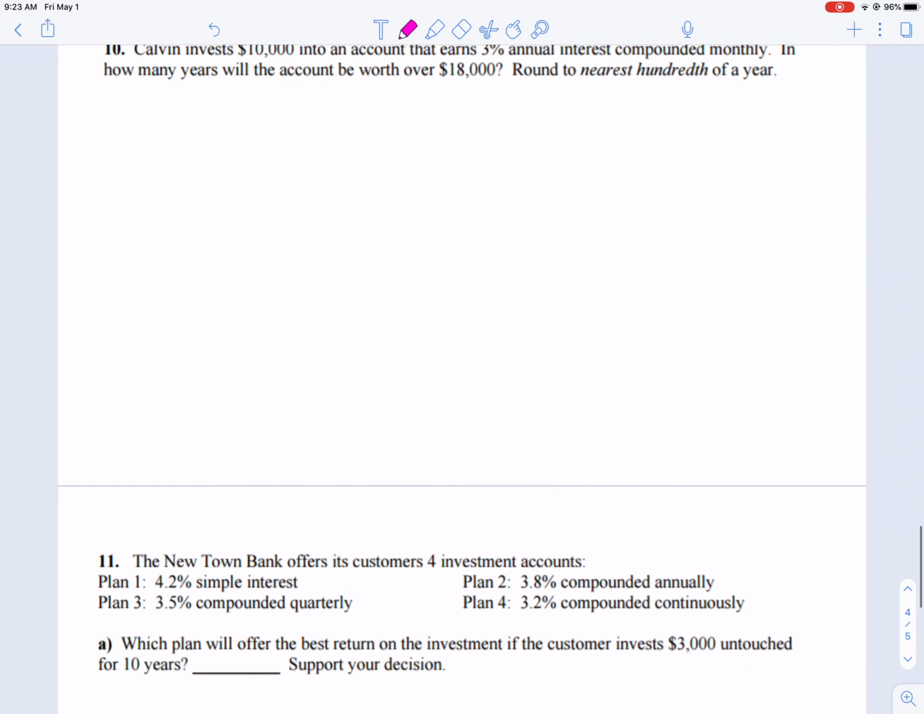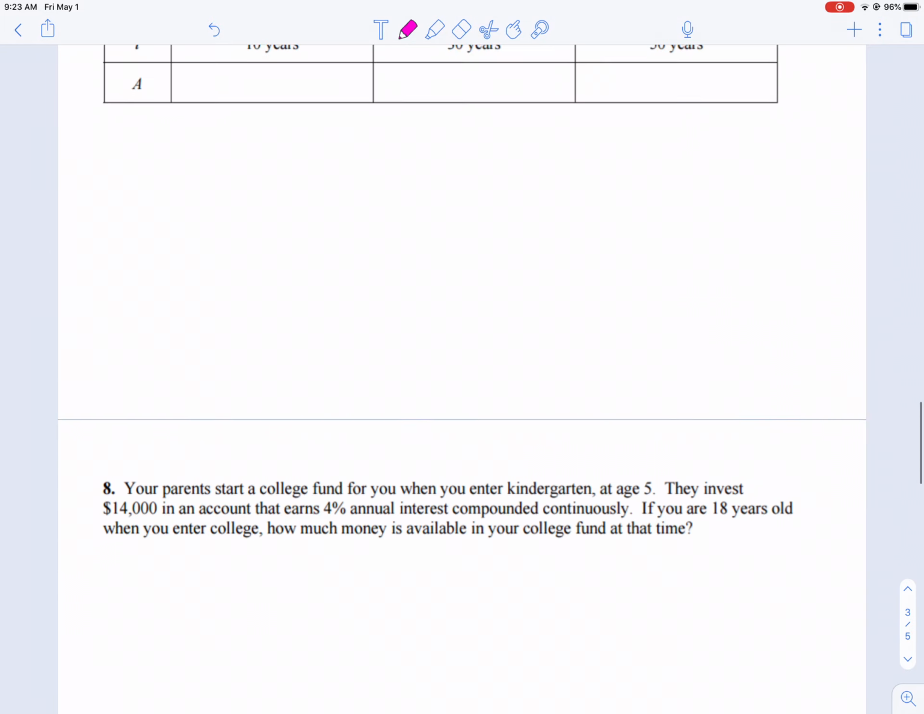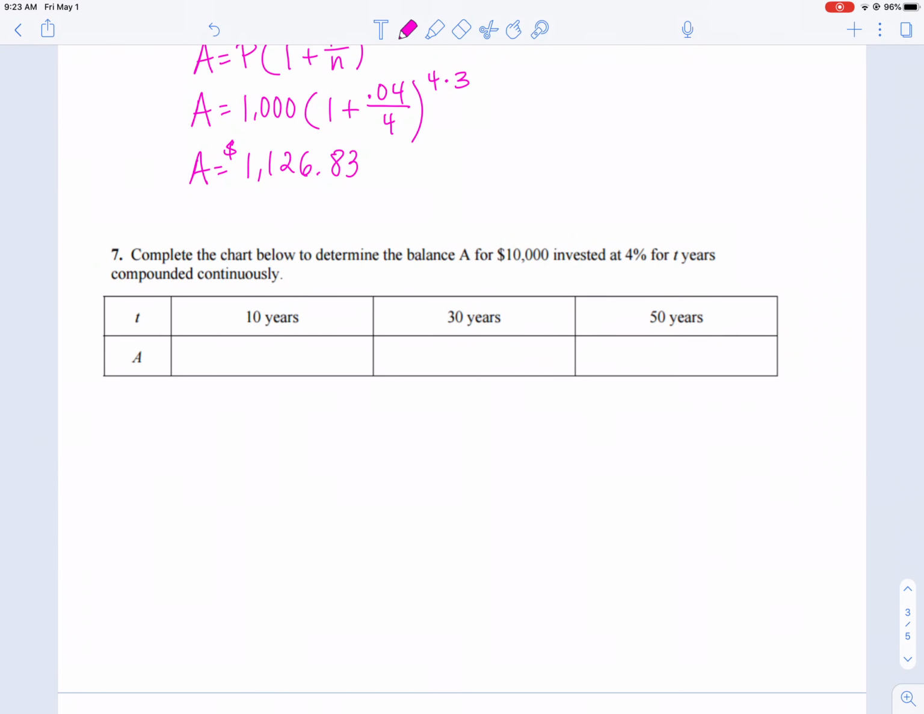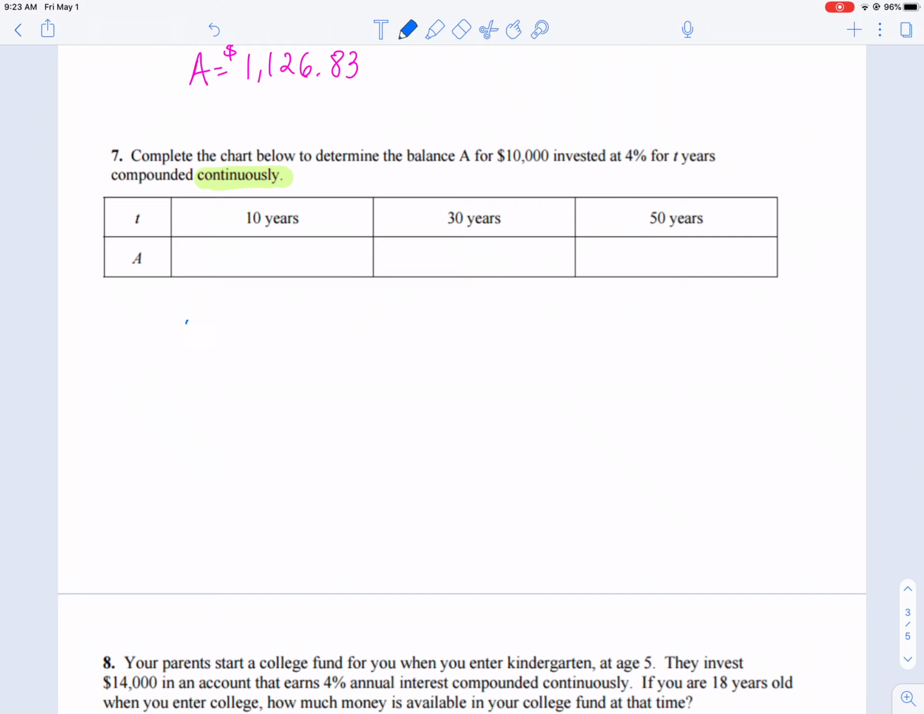Let's see, how many do we have left? Not so bad. So maybe I'll let you guys try the rest. I will post the answer key. Please take note in the next example. They're talking about continuously, which means every formula here should look like this. Okay, every one. I'll do this one for you, 10,000, 4%. This is just a different amount of years.